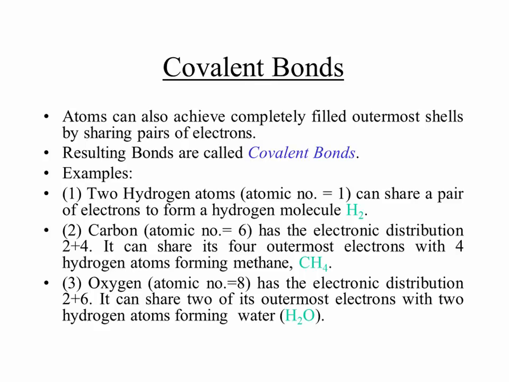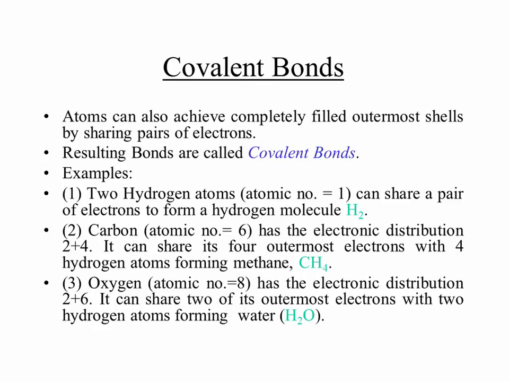So instead of one atom donating an electron and another atom accepting it, you can also have the possibility that two atoms could share pairs of electrons and complete the outermost shell. So atoms can also achieve completely filled outermost shells by sharing pairs of electrons. And the resulting bonds are called covalent bonds, where the electrons are shared, not transferred. So you don't have a positively charged ion and a negatively charged ion like in ionic bonds, but you have a completely filled outermost shell.